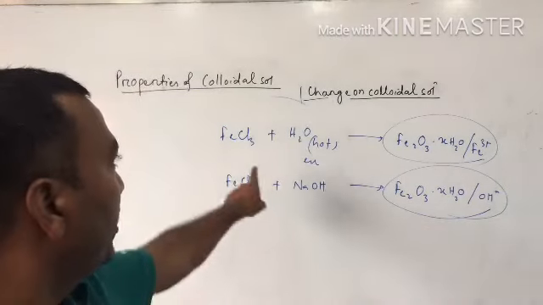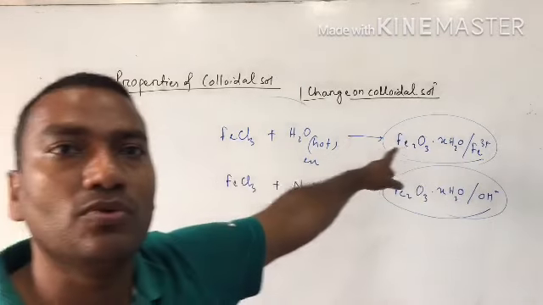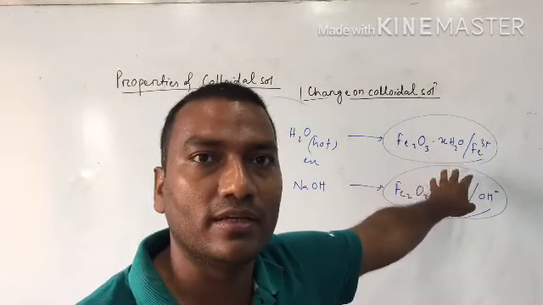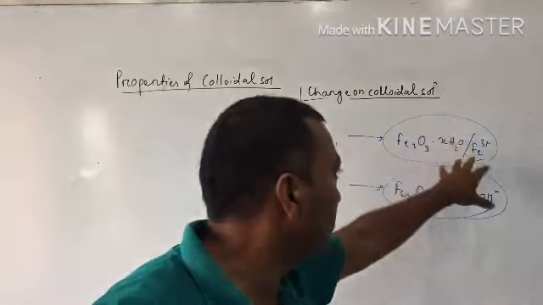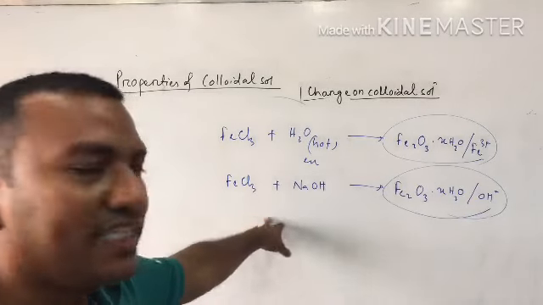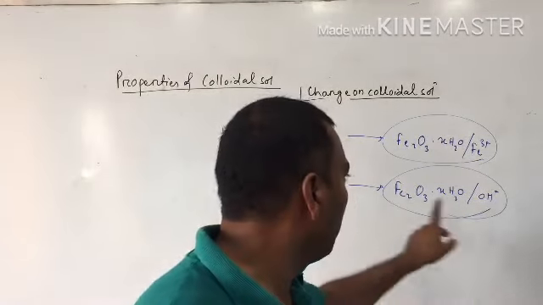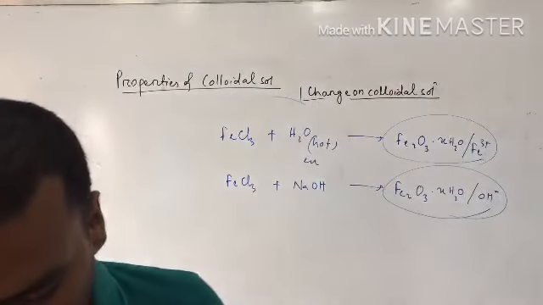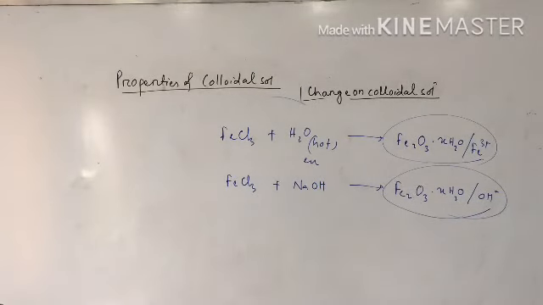So what happens when FeCl3 is added to excess hot water? Formation of a positively charged sol. When FeCl3 is added to NaOH, formation of a negatively charged sol takes place. Understood? So fixed layer, double layer, zeta potential, this part you will remember. Clear now? Okay.